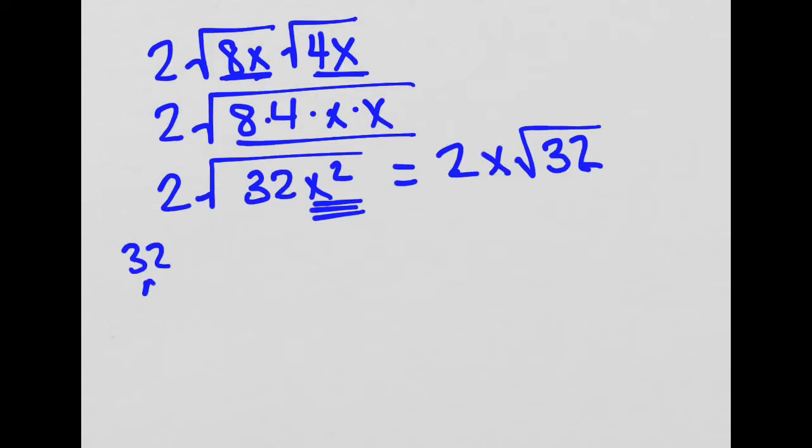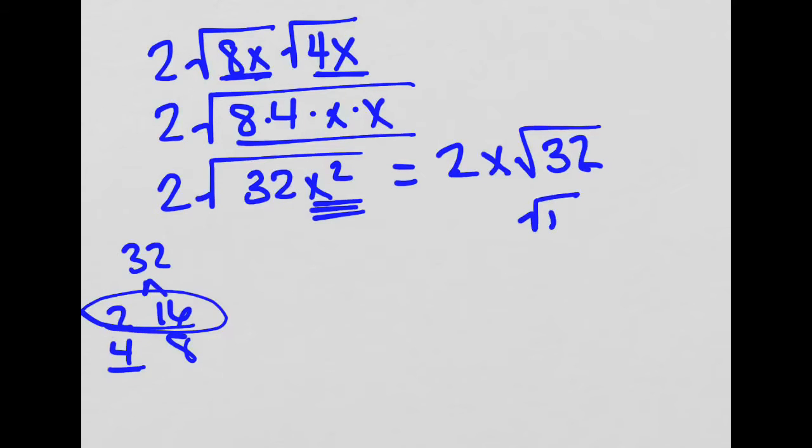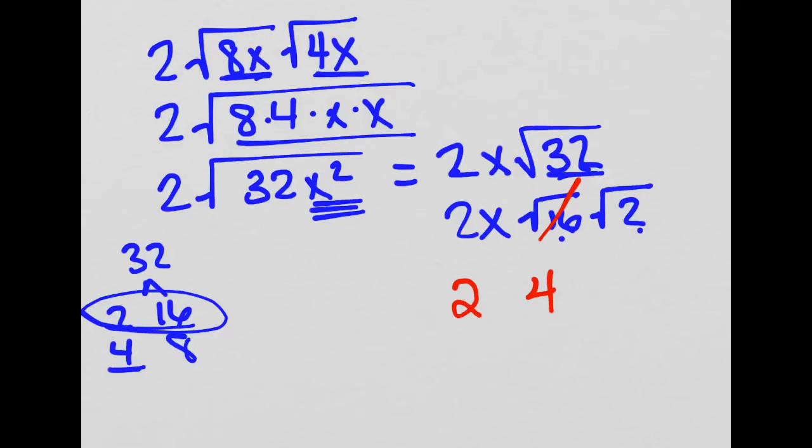32, my factors, I have 2 and 16, 4 and 8. I'm going to go ahead and stop here though. I know 4 is a perfect square, but if I work with 16, then I have a bigger one and I'm not going to have to simplify it later. So 32 is 16 times 2. I still keep this 2x on the outside. Now when I simplify this, the square root of 16 is 4. So I'm saying 2x times 4 times the square root of 2.